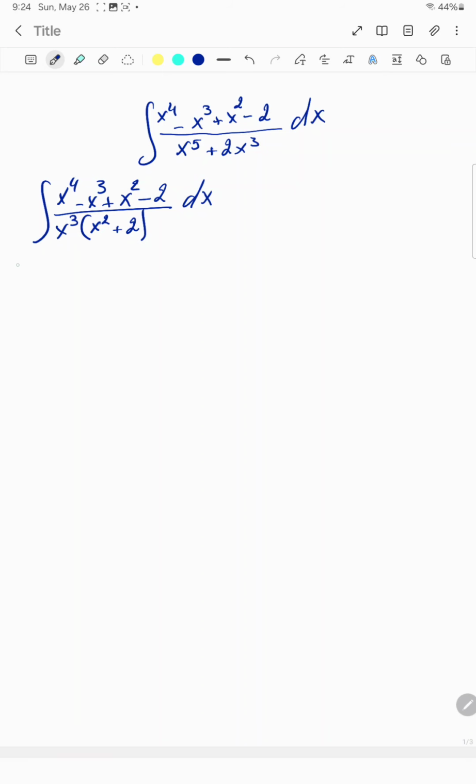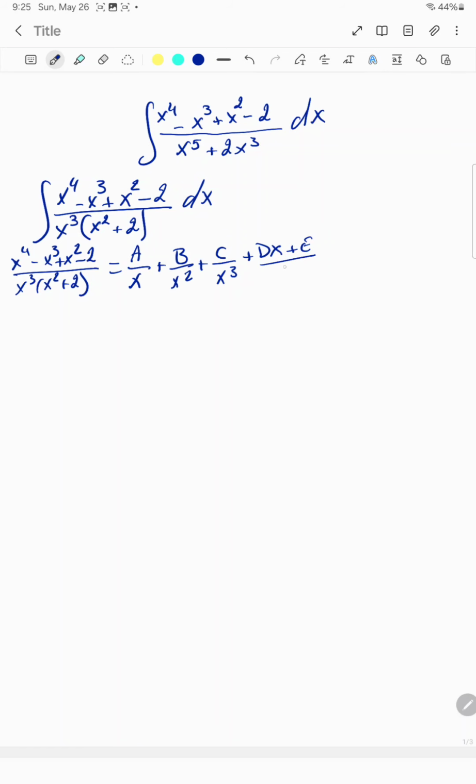So let's copy it here without the integral. We decompose it and then we add the integral. x to the power of 4 minus x to the power of 3 plus x to the power of 2 minus 2, divided by x to the power of 3 times x to the power of 2 plus 2, is equal to a divided by x plus b divided by x squared plus c divided by x to the power of 3 plus dx plus e divided by x squared plus 2.